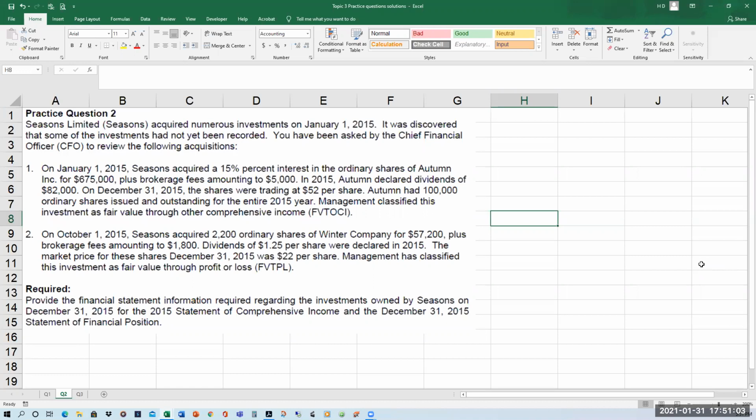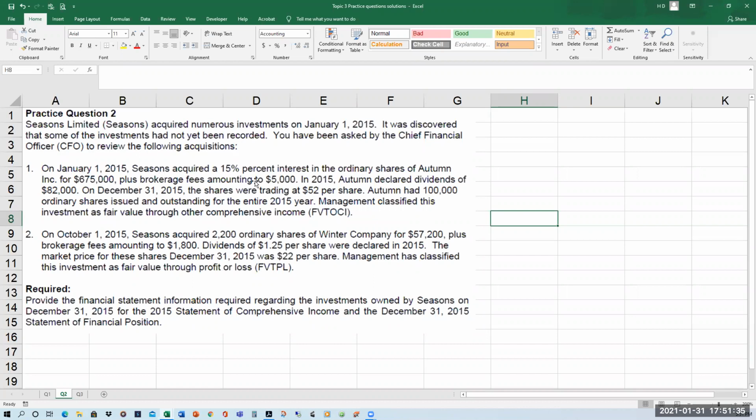This is practice question number 2, Seasons Limited. We've been given information on 2 of their numerous investments for the year 2015. The first one: on January 1st, 2015, Seasons acquired a 15% interest in the ordinary shares of Autumn Inc. for $675,000 plus brokerage fees amounting to $5,000.